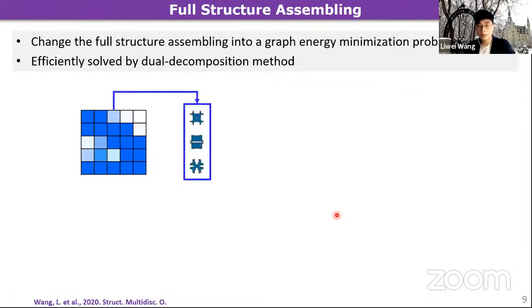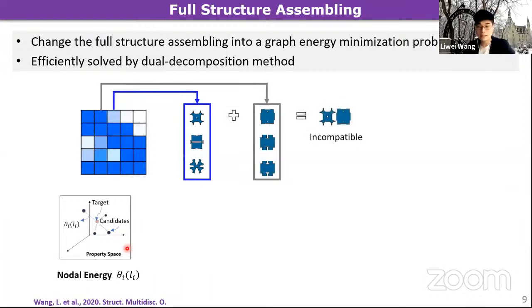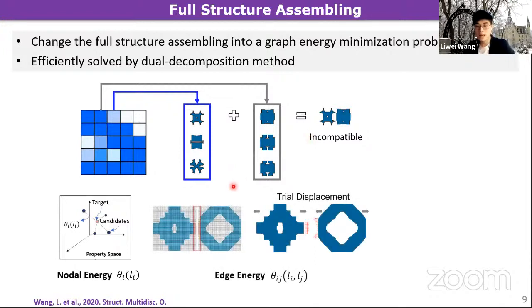With our VAE model, a diverse set of candidates can be obtained for each target property at different locations in the full structure. A nodal energy is defined for each candidate to measure how well it can achieve the target property. The smaller, the better. Although we have a candidate set, not all of them can be compatible with its neighboring unit cell. Therefore, an edge energy is defined for each neighboring pair, considering both geometry and mechanics compatibility. Also, the smaller, the better.